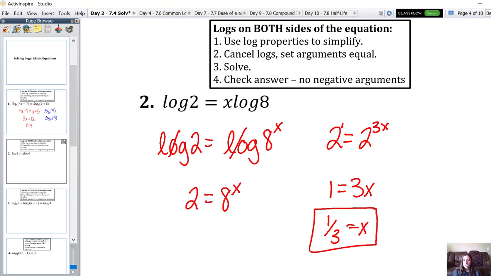Now I just want to make sure I don't get any negatives. There's no x on the left-hand side, so I don't need to plug anything in. On the right-hand side, when I plug in 1/3, nothing becomes negative, so we are good.